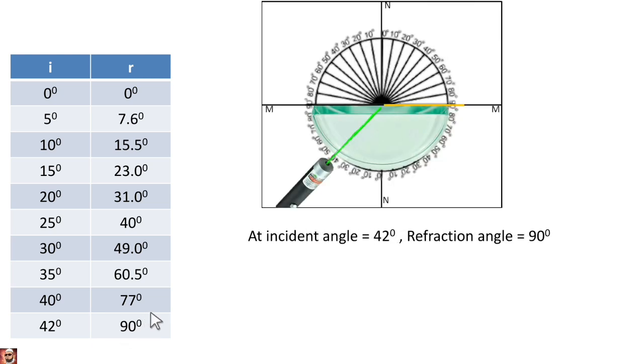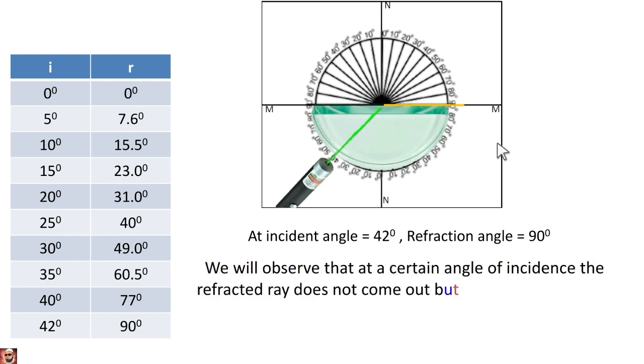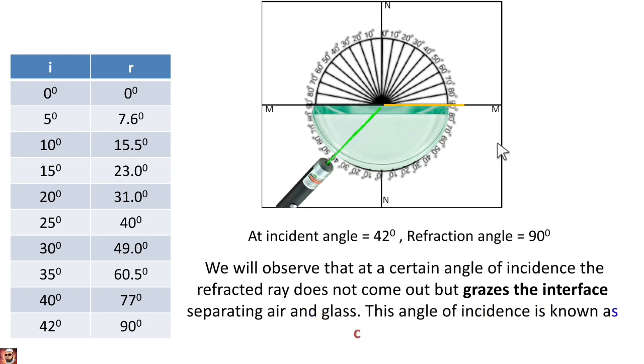Now if you observe in this figure, in the previous slide we saw that at angle of incidence 42 degree, the refraction angle is equal to 90 degree. It means if you see here, this angle from normal to this ray is 90 degree. Now in the same way, we observe that at a certain angle of incidence, the refracted ray does not come out, but it grazes. It comes along the line MM, which we call grazing the interface. This interface is separating the air and glass medium.